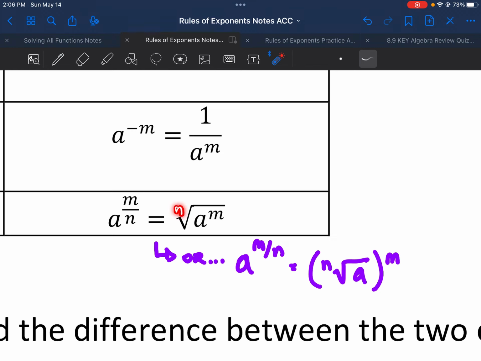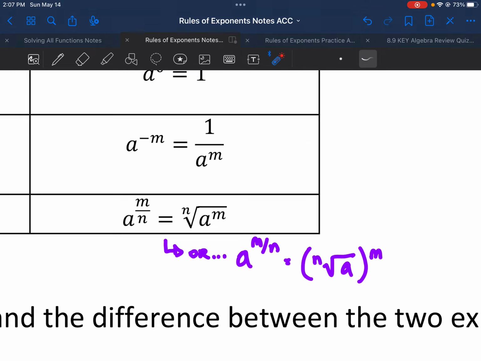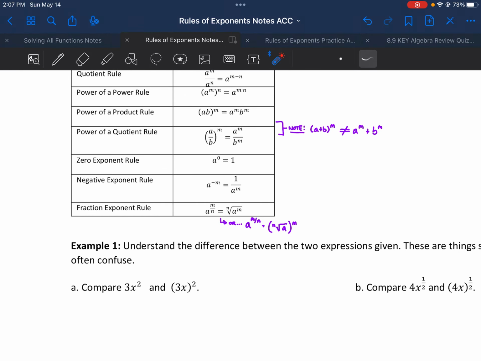We can either say the nth root of a to the m power, or we can say the nth root of a all raised to the m power. It kind of depends on what the problem is asking for. Sometimes, and you'll see it in some of the examples, sometimes this form is a little more advantageous to us. All right, so let's go through some examples.